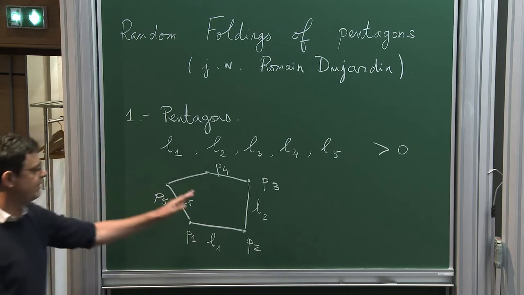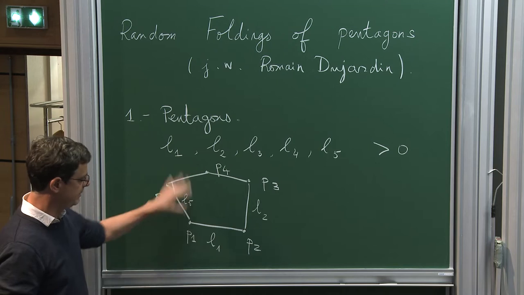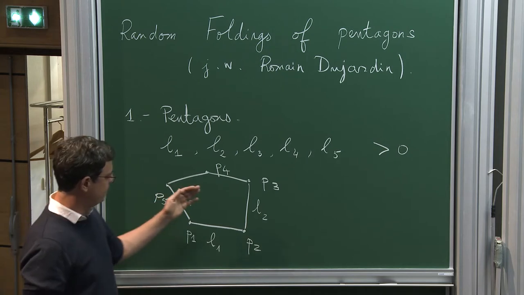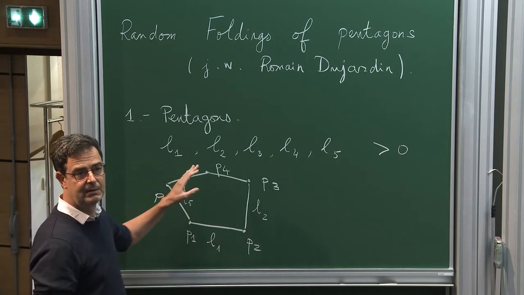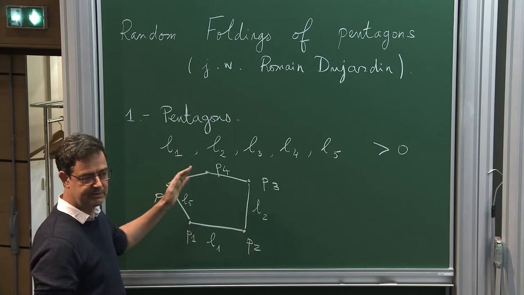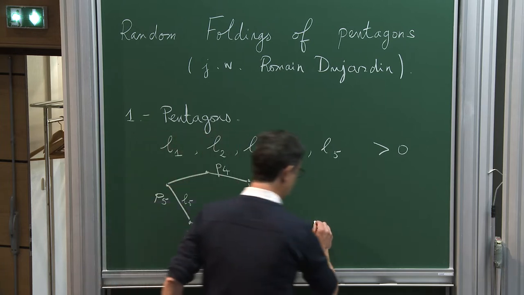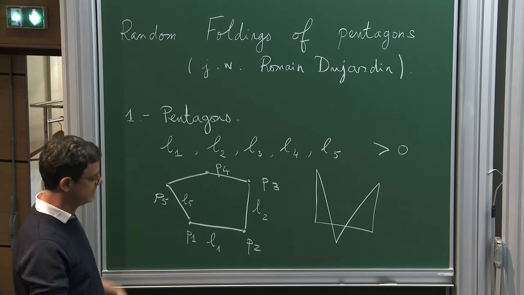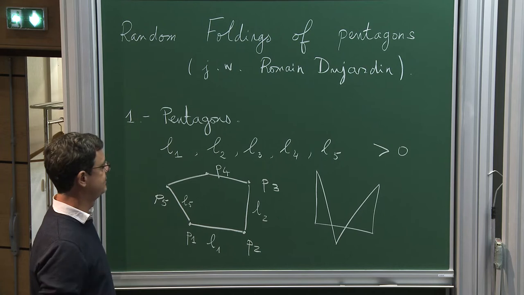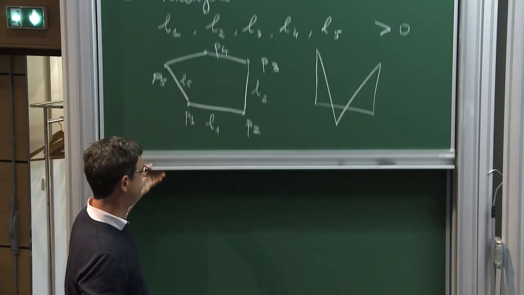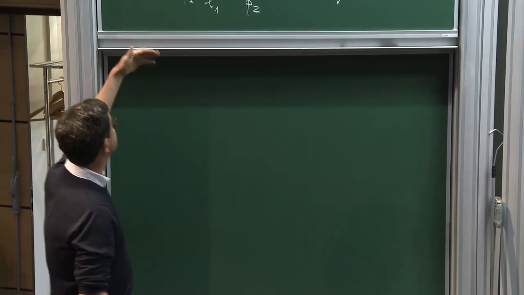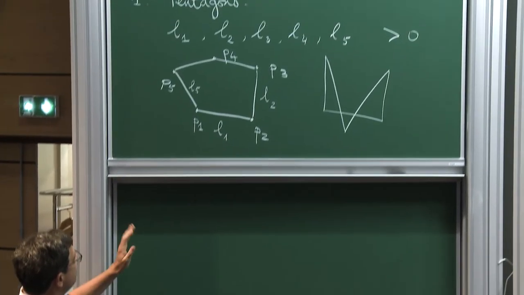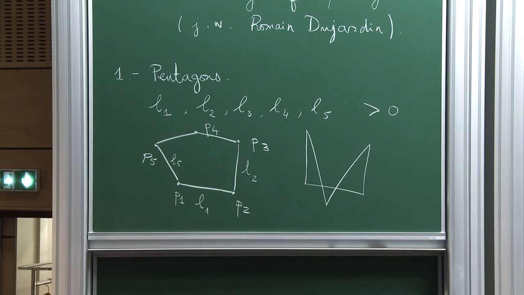Okay, so I'm fixing the lengths, and I am assuming that there is at least one pentagon with these given five lengths. Okay, but what I draw is a convex pentagon, but what I said, I didn't assume that the pentagon is convex. Okay, the sides of the pentagon, they can intersect. So this here is a pentagon too. Okay, so it's not supposed to be convex, and moreover, the sides can intersect together. Okay, and now I'm looking at the space of pentagons with these given fixed lengths, and I say that there is a nice dynamical system on this space, which is given by folding pentagons.